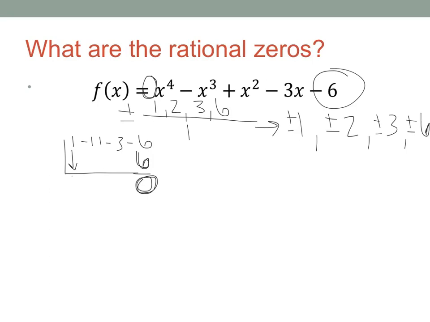Let's try 2. If I bring the 1 down, 2 times 1 is 2. -1 plus 2 is 1. 2 times 1 is 2. And 1 plus 2 is 3. 2 times 3 is 6. And that one does work. 2 times 3 is 6. So this is what I'm left with.